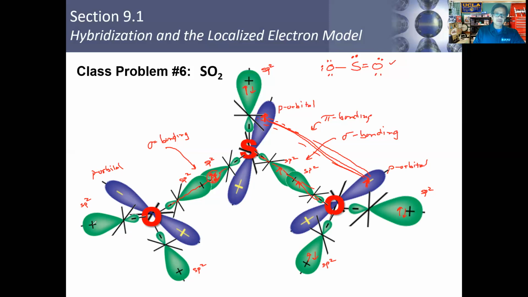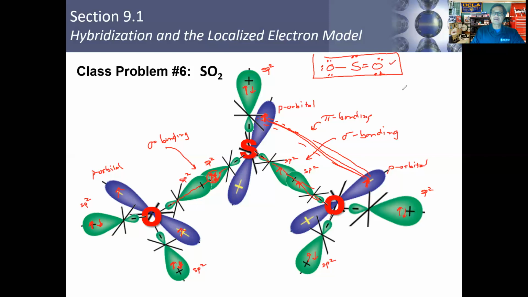Which means then this oxygen here will have all of its pairs in those orbitals, okay? So there we have it. There are the 6 electrons from this oxygen, okay? And so what we've just drawn here is this structure for sulfur dioxide.